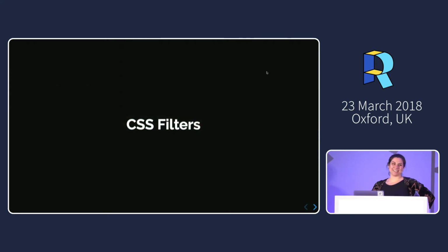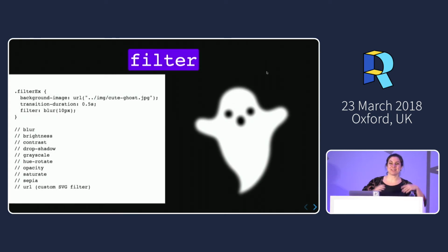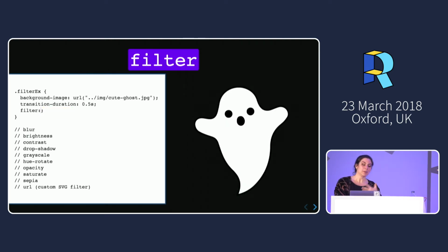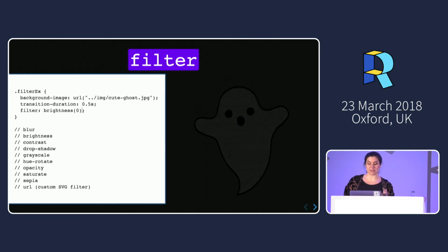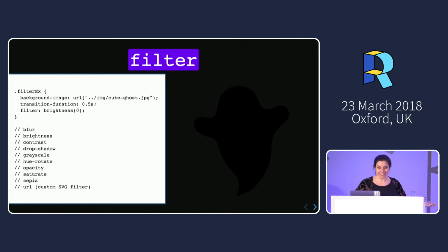Let's talk about CSS filters. I love CSS filters. You can apply filters to images. They're interoperable, so you can animate them. Like if I take away this filter, it'll blur back. You can adjust the brightness of things. You can make them darker. If I set the brightness to 0, our ghost is gone.